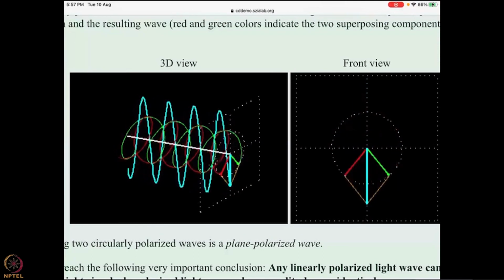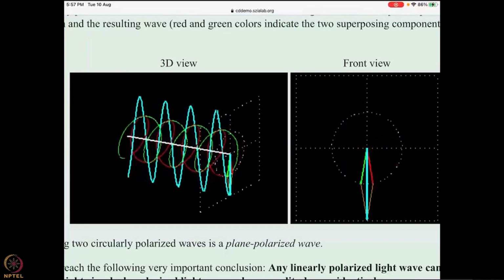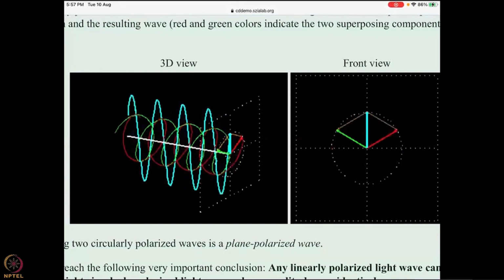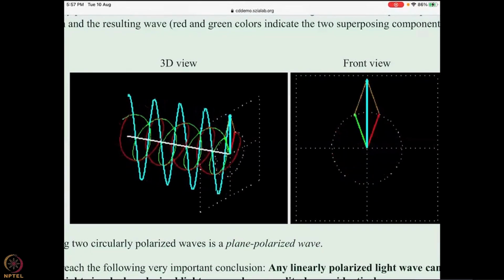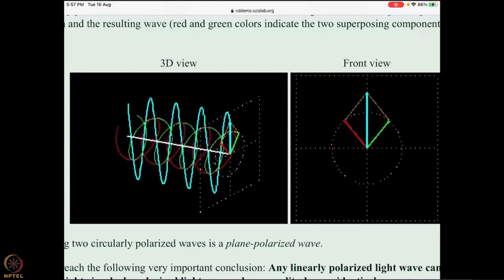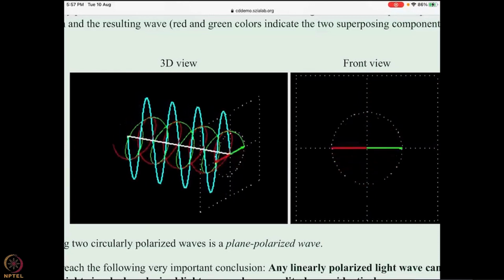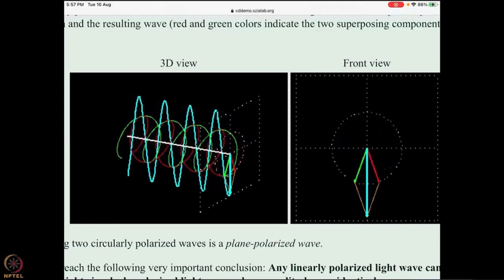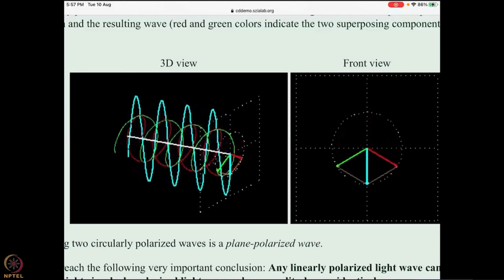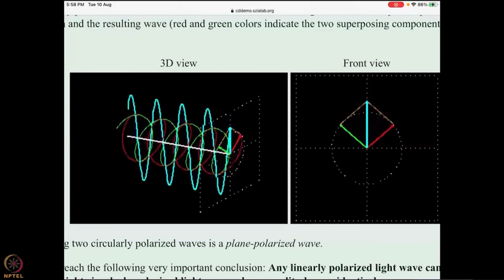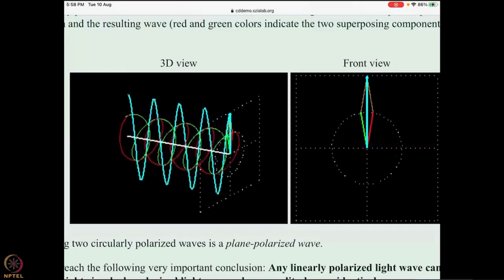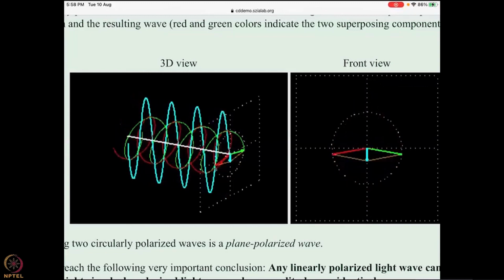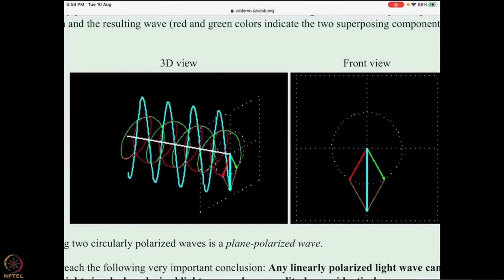And on the left hand side they are showing how a circularly polarized light actually looks. It is moving forward while taking a circular motion, so it looks more like a spring, a helical structure. The green one is moving on the left hand side, the red one on the right hand side, and as a resultant we get this plane polarized light. If I look from the side, it creates this wave, the blue color wave staying in the same plane. So that is why we can say that when we superimpose two different circularly polarized lights, it creates this plane polarized light.